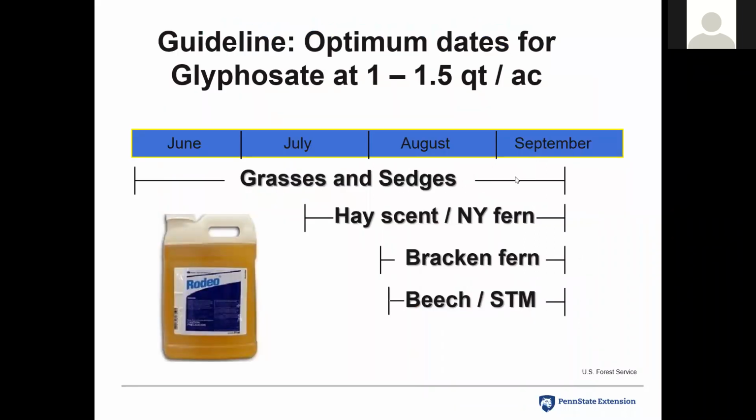So these are the guidelines that the Forest Service studies came up with. And so this is using glyphosate at 1 to 1.5 quarts per acre, and it gives you the optimum dates. So looking at June, July, August, and September. Grasses and sedges throughout that whole window until about mid-September, when the season starts to end or you start to get the plant shutting down or becoming dormant. Hay-scented New York fern, mid-July to mid-September. Bracken fern later in the season. And then beech and STM, striped maple, again later in the season. They found better control using glyphosate.